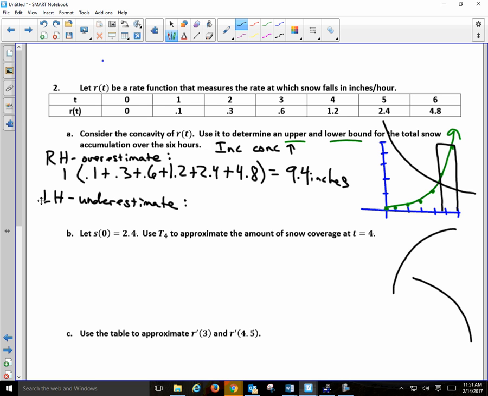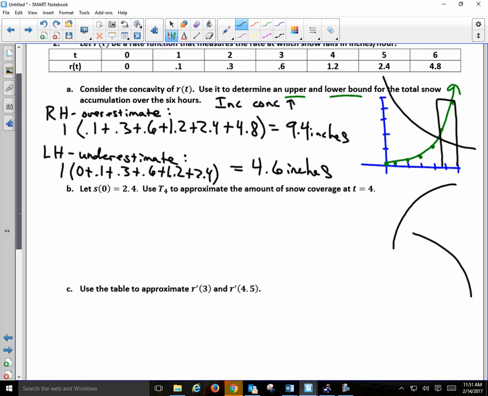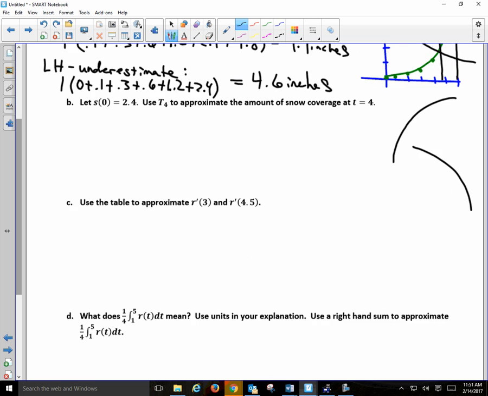Left hand. So how will that change? 0 plus 0.1 plus 0.3 plus 0.6 plus 1.2 plus 2.4. Good. We get 4.6. So we could calculate a trapezoidal sum here right now, which would be probably a nice approximation. But let's bring that problem up as we look at B.